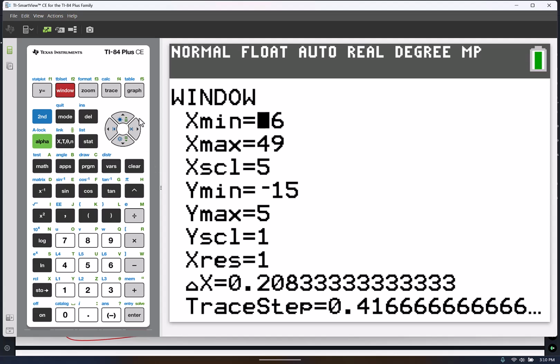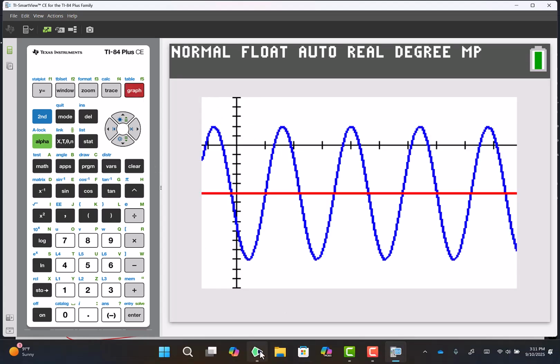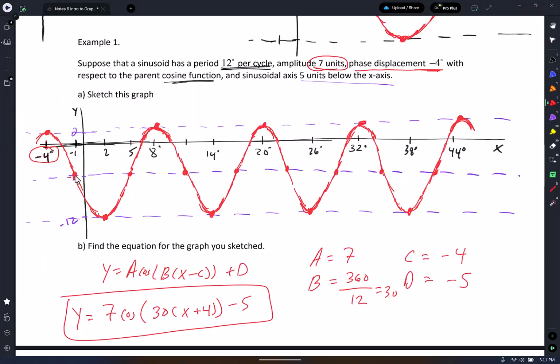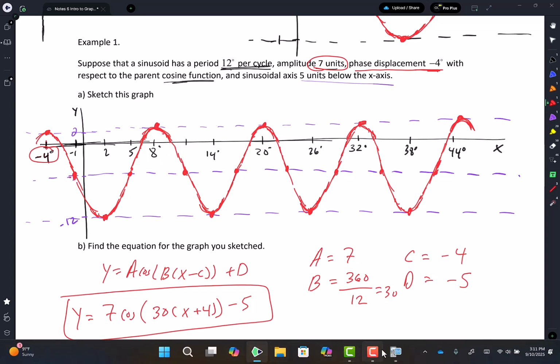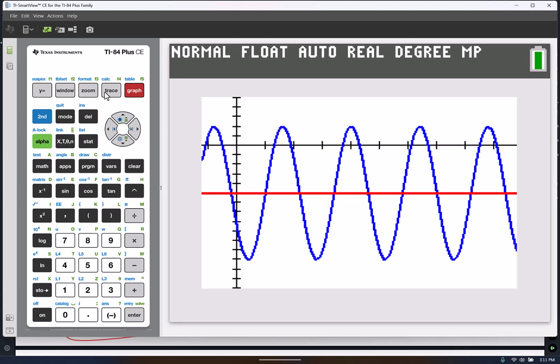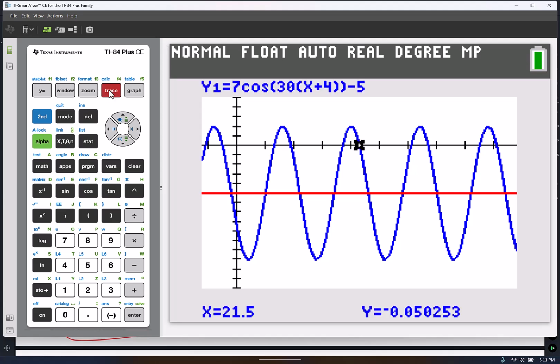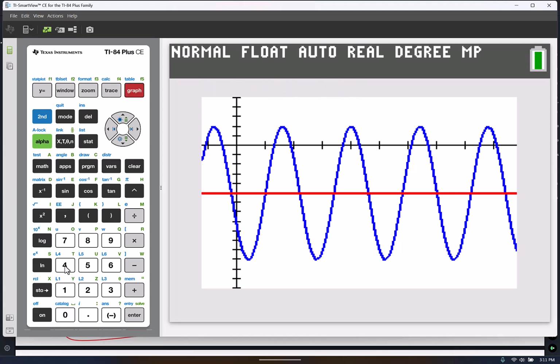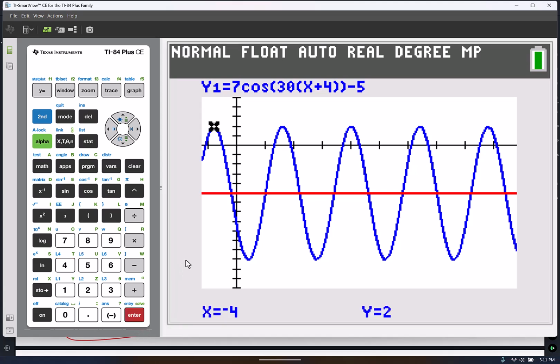All right, check it out, guys. From your graph, I want to verify these points: -4, -1, 2, 5, and 8. You just push the trace button, trace, and then go -4, enter. And sure enough, at -4, my y value is 2.